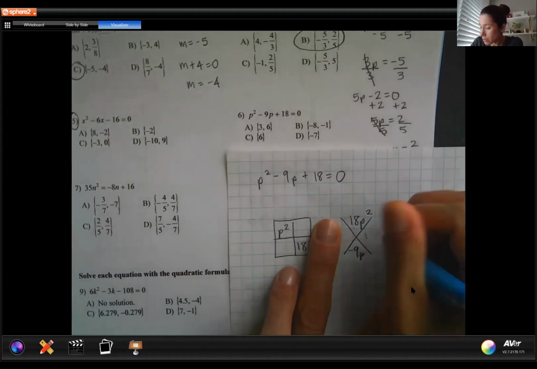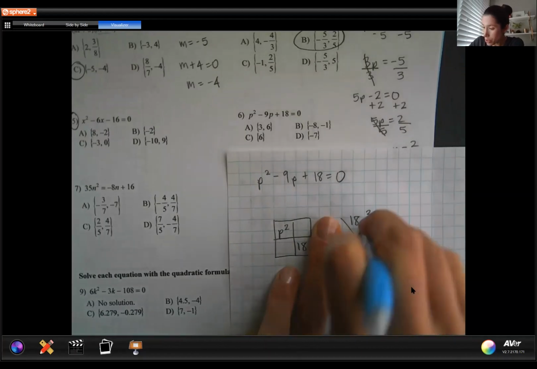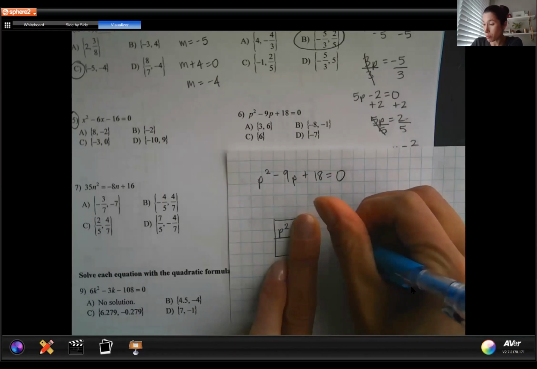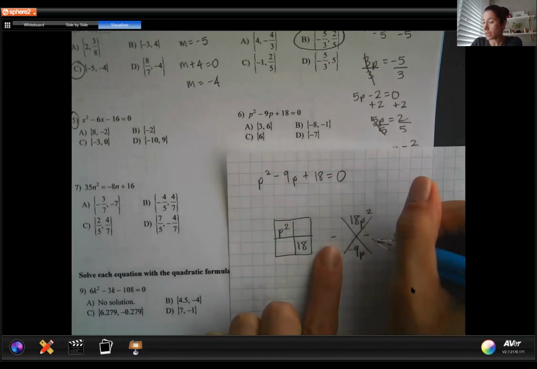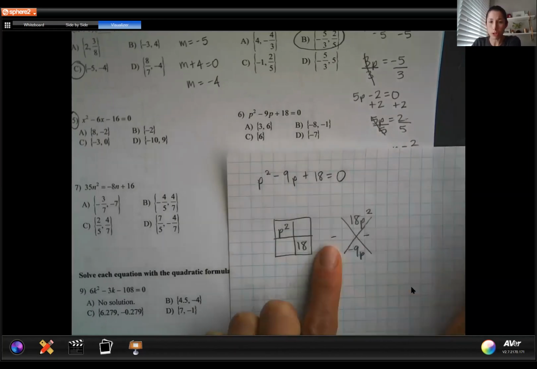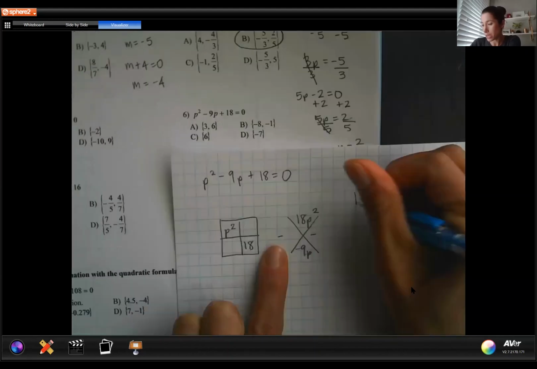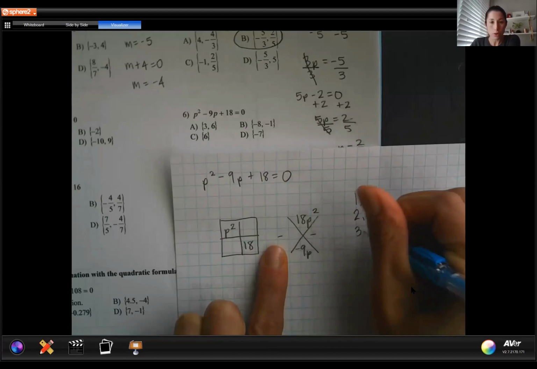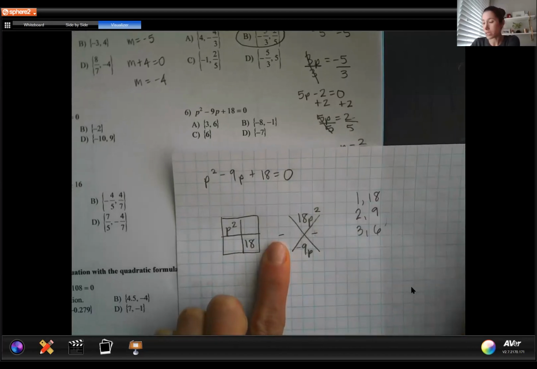Let's see. The only way to multiply to a positive is for them both to be negative. So then I would just start thinking of what numbers multiply to 18. Well, 1 and 18, 2 and 9, and 3 and 6. These are the only options of things that multiply to make 18. And then which of these two add to make negative 9?